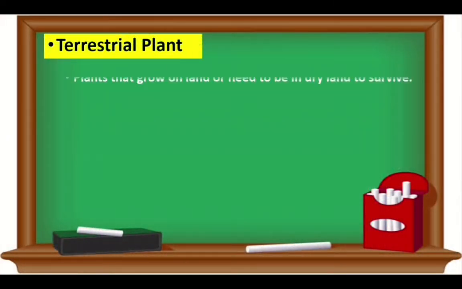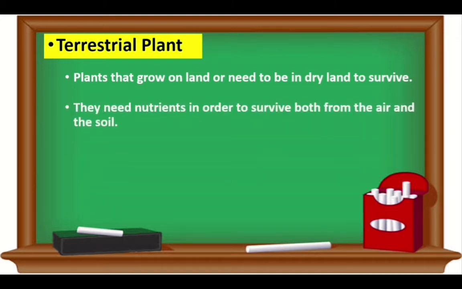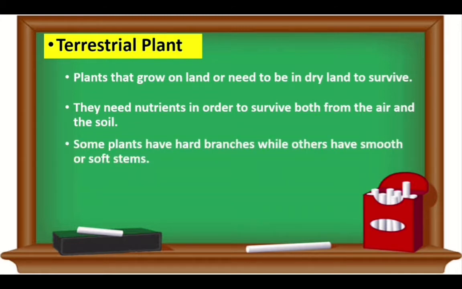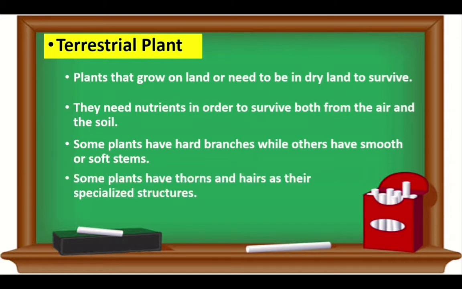Terrestrial plants grow on land or need to be in dry land to survive. They need nutrients in order to survive, both from the air and the soil. Some plants have hard branches while others have smooth or soft stems. Some plants have thorns and hairs as their specialized structures.